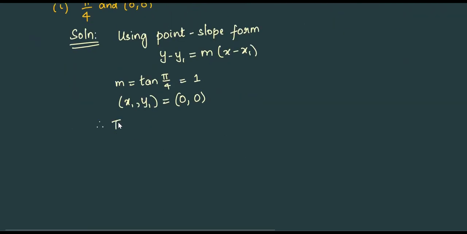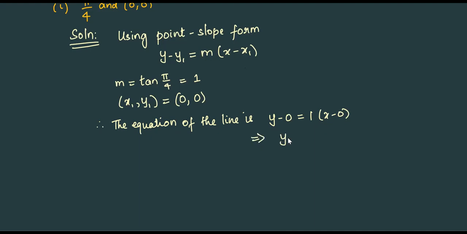Therefore, the equation of the line is y minus 0 is equal to 1, m is 1, into (x minus 0). So we get y is equal to x. Inclination is 45 and it passes through (0, 0), so y is equal to x. Next question.